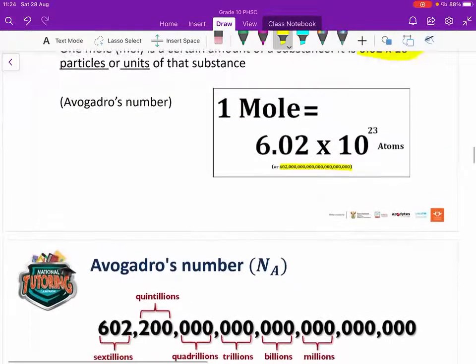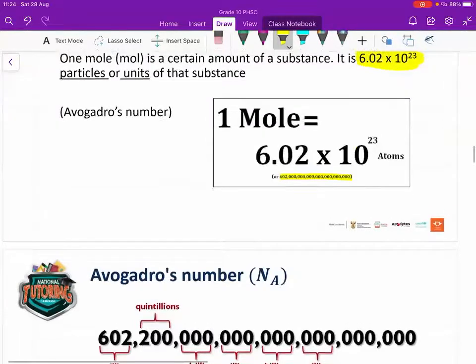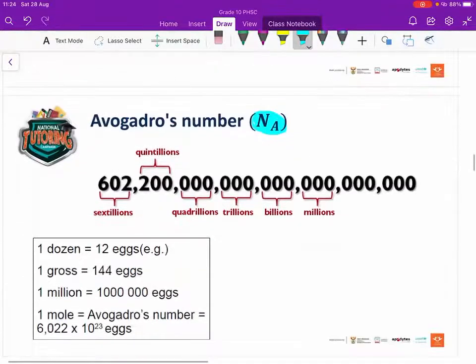So this number is called Avogadro's number. Not avocado, Avogadro's number. And it has a symbol N with a little a. So if you see that, it means we're talking about Avogadro's number. This number is given to you on your formula sheet when you write an exam or something like that. So you don't have to learn it off by heart. It's given to you, just like the periodic table is given to you.